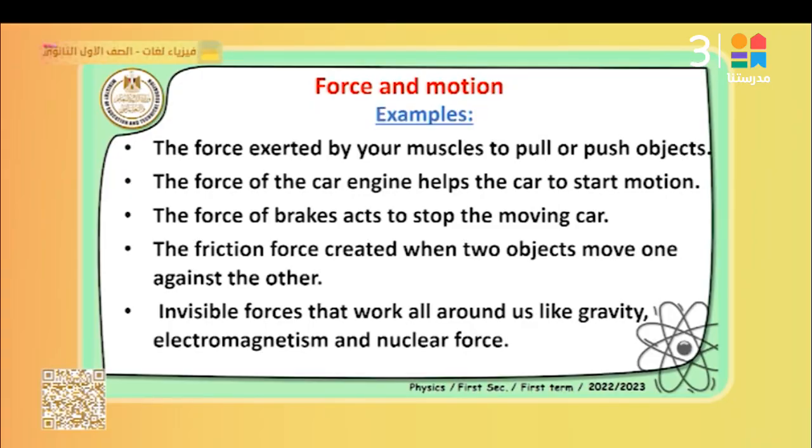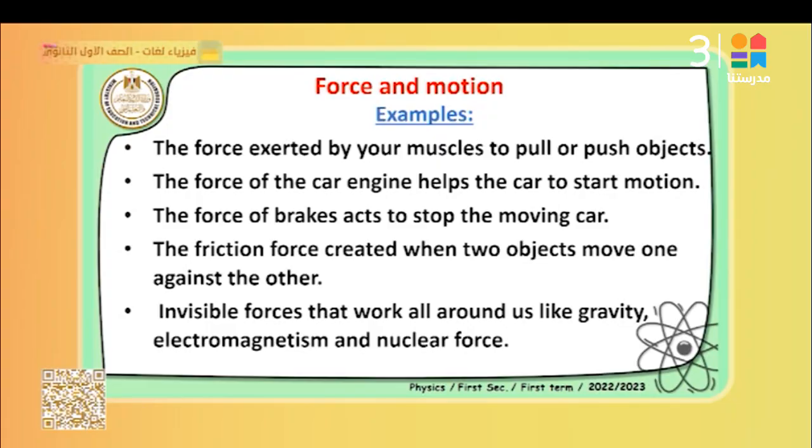We have some examples of applying force on an object that changes its state, just like the force exerted by your muscle or by your body when you pull or push a box. As we said, if I have this cup, I will pull this cup towards me, or I will push the cup far from me. In the two cases, I applied force on the cup. One is a pull force and the other is a push force.